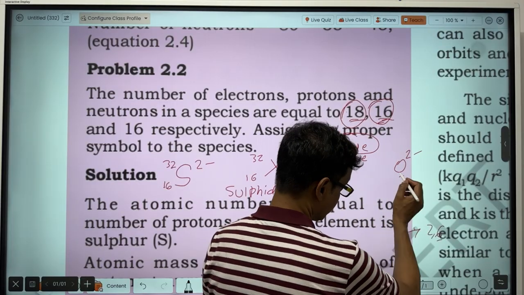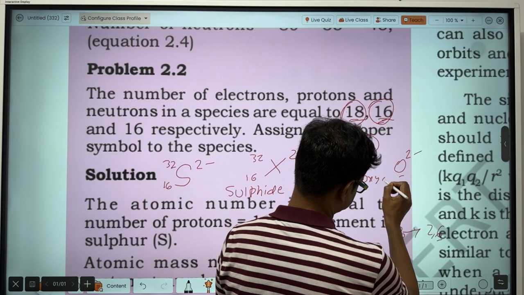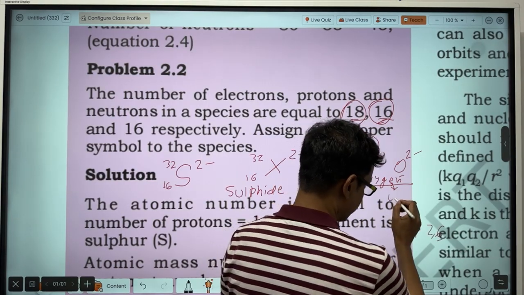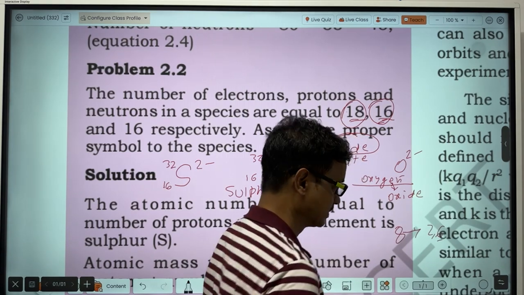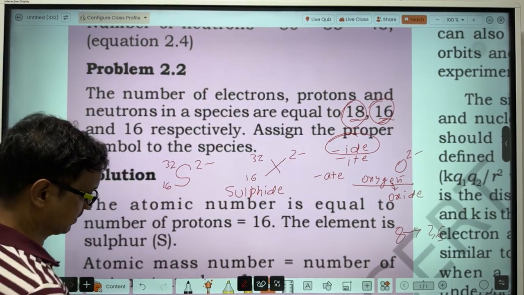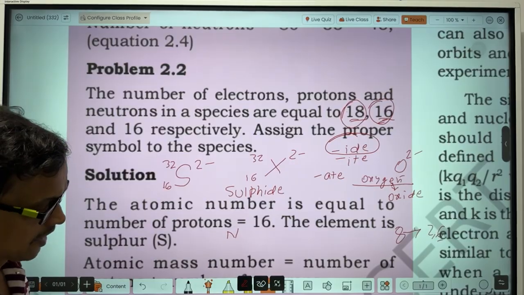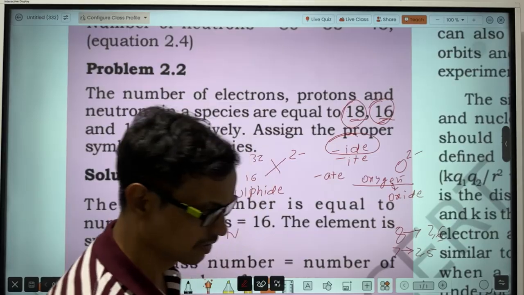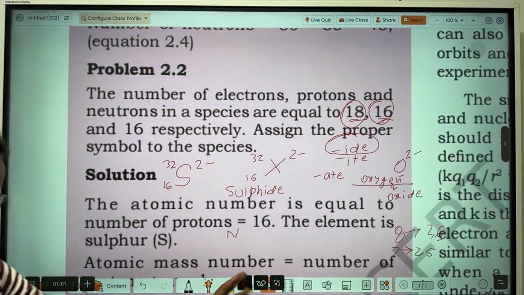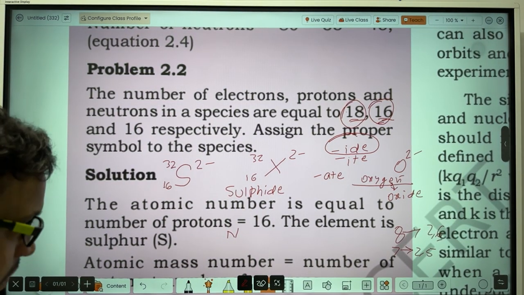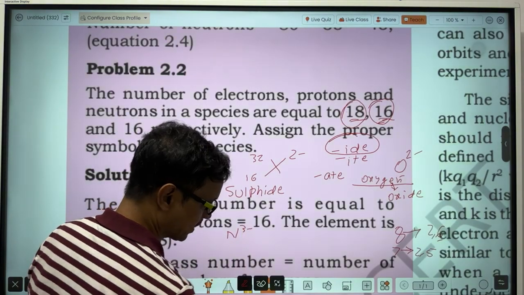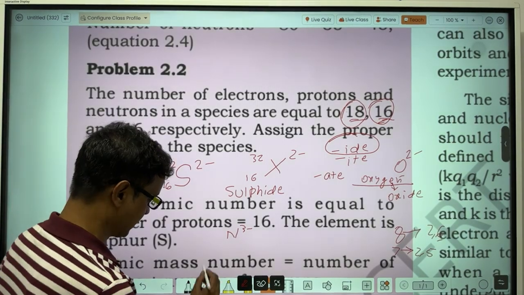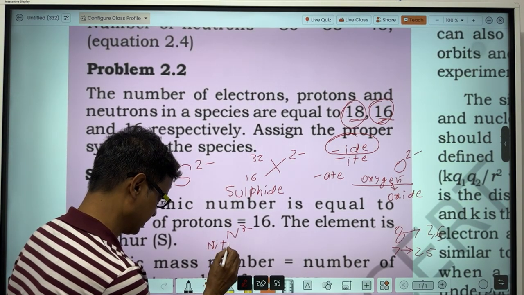So that's why we write the suffix "ide" here. So this will be called oxide. In the same way, nitrogen: atomic number is 7, so 2 and 5 will be the electronic configuration. To acquire the octet, nitrogen needs 3 electrons. So if there is 3 negative charge on the nitrogen, we use the suffix "ide." That's why it is called nitride.